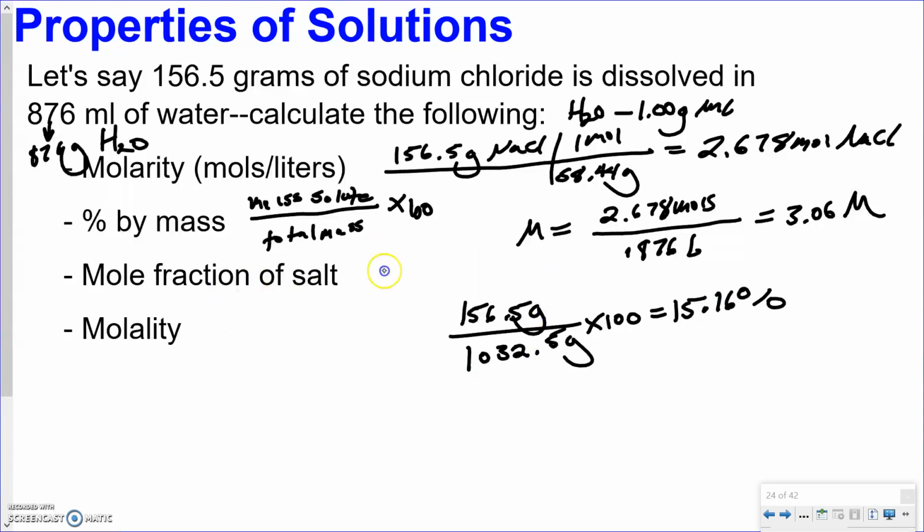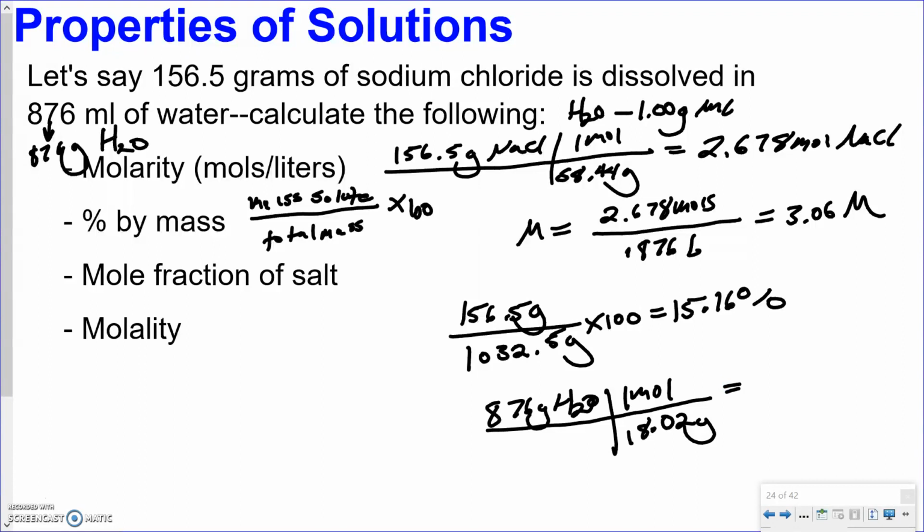Mole fraction of salt. We already have our moles, but mole fraction is basically our part out of our whole. So what we need now is to get our moles of water. Again, pretty straightforward. So 876 grams of H2O, which we just calculated, divided by a molar mass of 18.02 grams per 1 mole. So 876 divided by 18.02 gives us 48.6 moles of water.